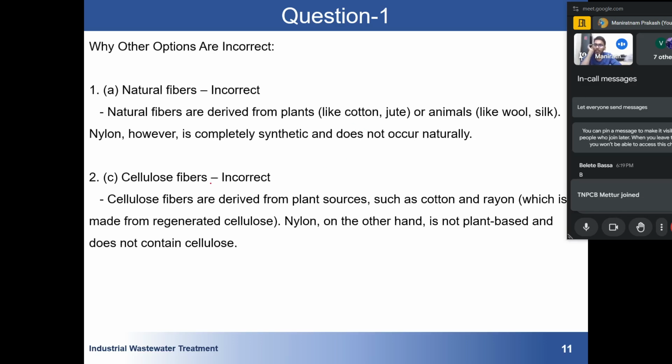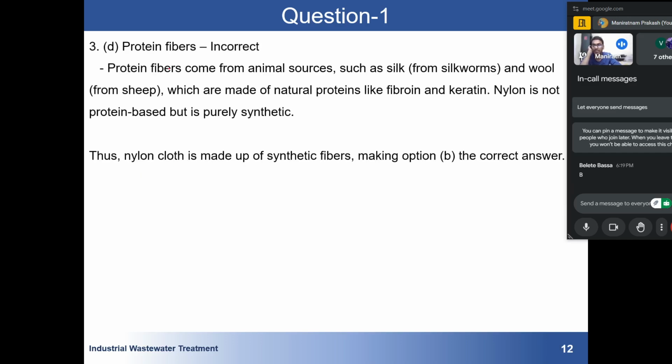Then we have natural fibers. We have seen natural fibers are cotton, jute, wool, silk. Then we have cellulose fibers. This is also incorrect because cellulose fiber is derived from plant sources such as cotton and rayon, which is made from regenerated cellulose. These are all natural. Then we have protein fibers. Again, it is incorrect because protein fibers come from animal sources such as silk from silkworms and wool from sheep, which are made of natural proteins like fibroin and keratin. Nylon is not protein based, it is purely synthetic. So yes, the correct answer was B.